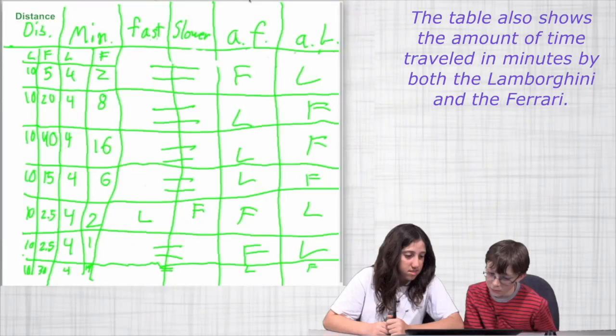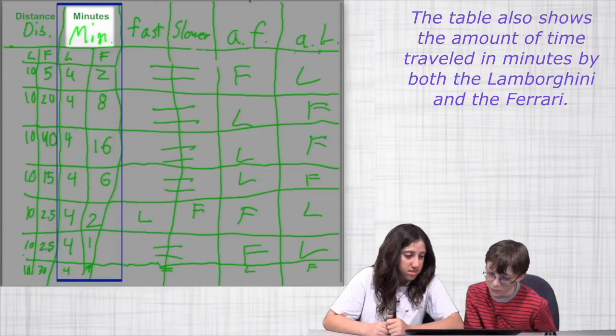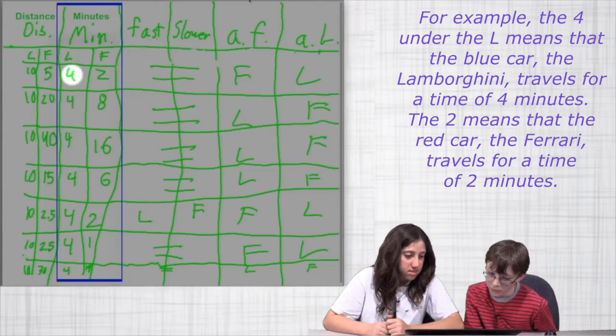The table also shows the amount of time traveled in minutes by both the Lamborghini and the Ferrari. For example, the 4 under the L means that the blue car, the Lamborghini, travels for a time of 4 minutes. The 2 means that the red car, the Ferrari, travels for a time of 2 minutes.